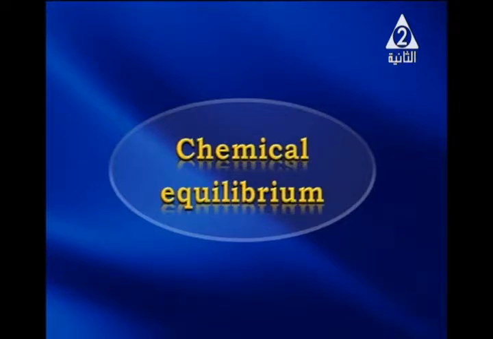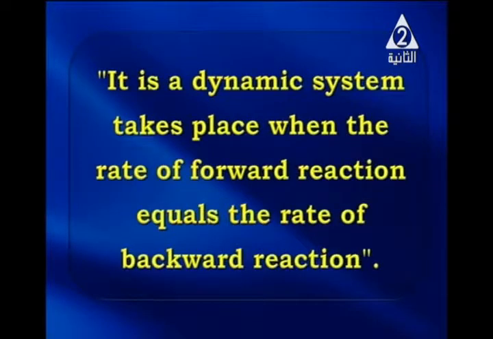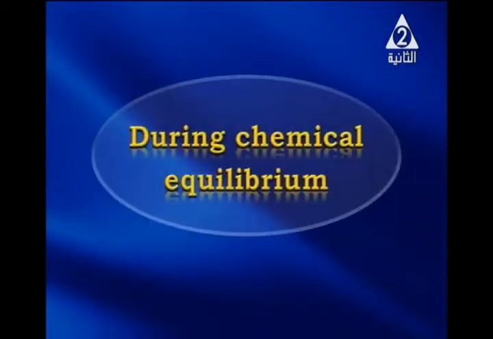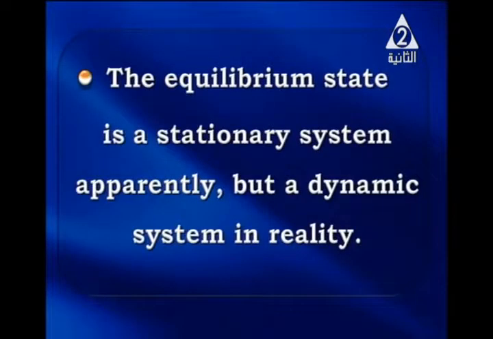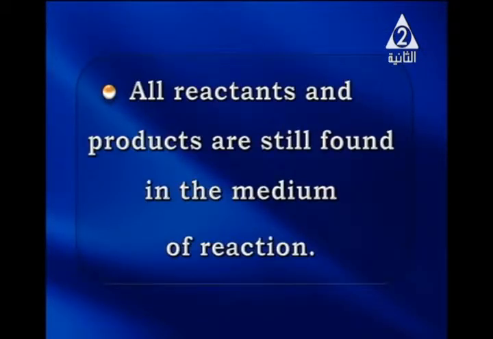Now, my dear students, chemical equilibrium can be defined as the dynamic system that takes place when the rate of forward reaction equals the rate of backward reaction. During this chemical equilibrium, the equilibrium state is reached and it is a stationary system apparently but dynamic in reality. And also all the reactants and the products are still found in the medium of the reaction.